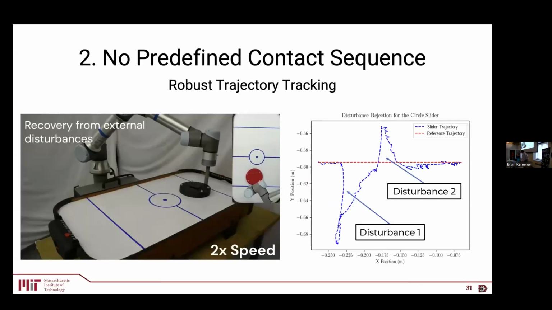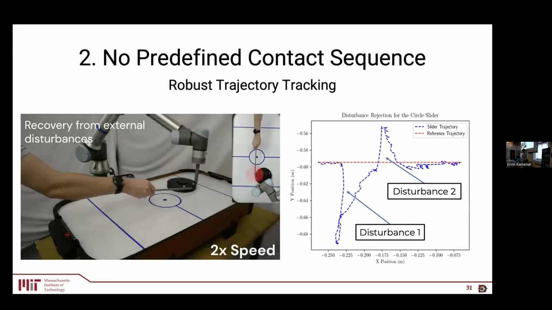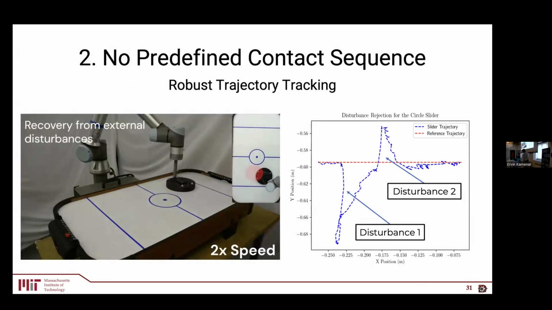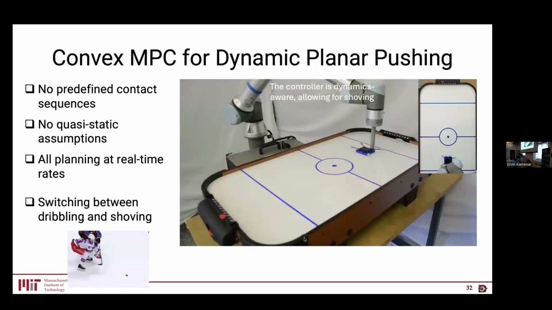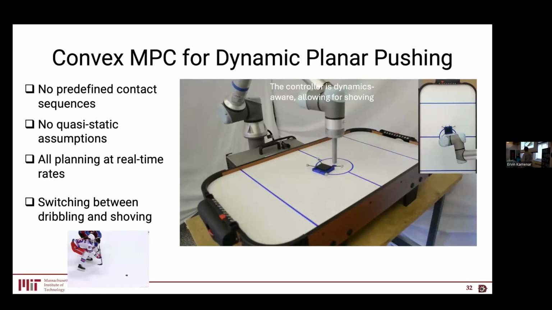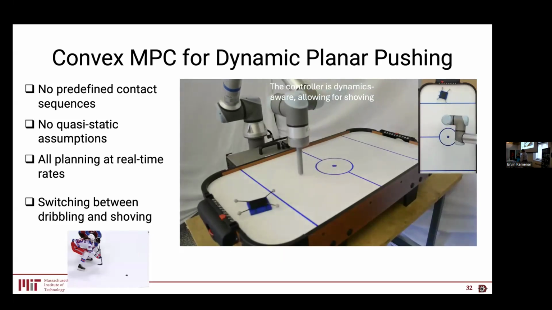Now, it is quick, so we can react to any kind of disturbance very effectively. But as I said, the real players here are the kick or the shoot, not just dribbling. How can this robot find a way to switch and combine these two different modes? One is shoving, the other is dribbling.